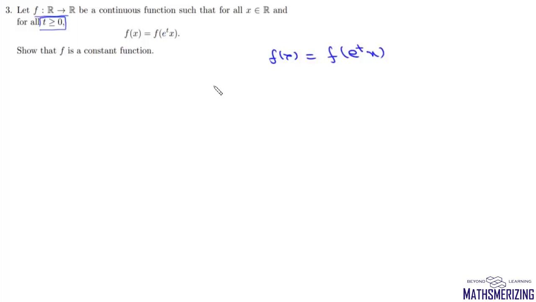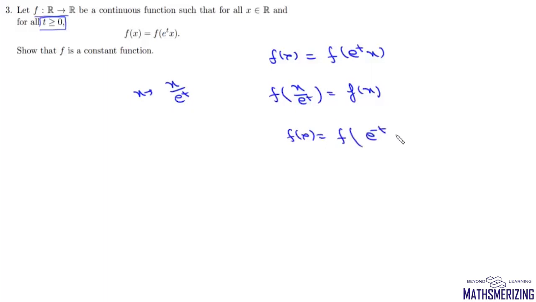Now what we'll do is, since this function is defined for all x belongs to R and it is a continuous function, we'll replace x with x upon e to the power t. Then we can write f(x upon e to the power t) is equal to f(x). Or we can simply write this as f(x) equals f(e to the power minus t into x). Now it should be true for all the values of x and all the values of t greater than or equal to 0. It will also be true when t approaches infinite.